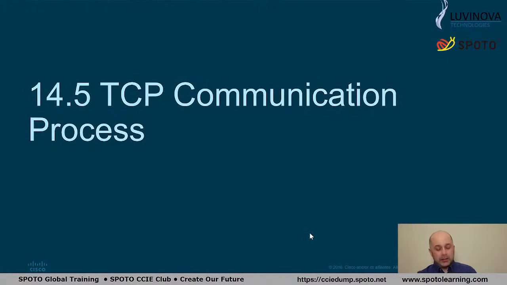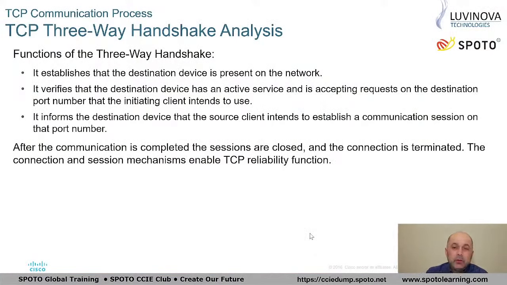TCP communication processes. Three-way handshake. So the function of the three-way handshake is important, and on the exam you might have this question arise, so you have to be prepared. The function of the three-way handshake is a few things. First, it establishes that the destination device is present on the network. Means it's alive, it's there, so you can send the information.